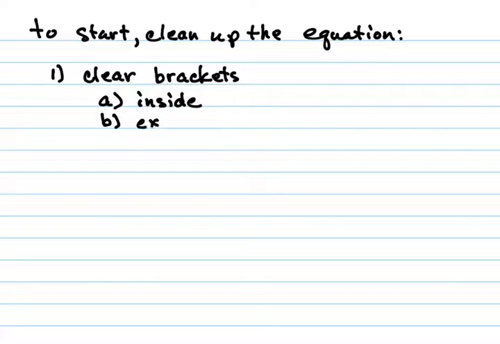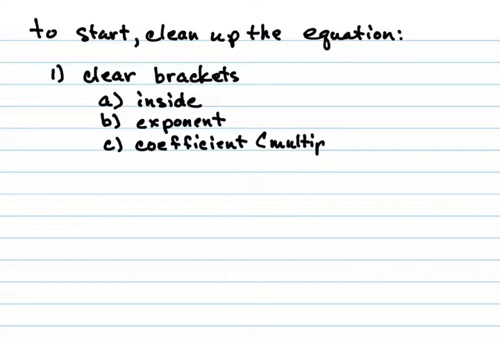The next step is you look for an exponent on the bracket. Now, this doesn't happen very often, but when it does, you tend to miss it. So make sure that you look for the exponent. And last, you look for a coefficient. You may not be used to using that particular math word, but a coefficient is simply a multiplier. So a multiplier, a number that's right in front of the bracket.